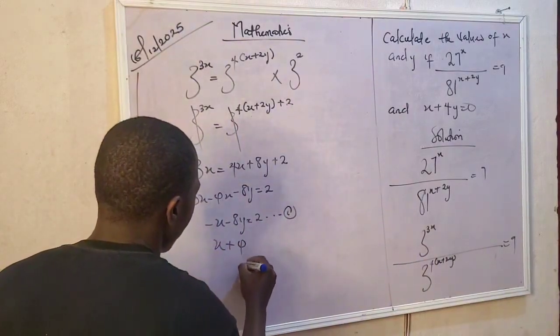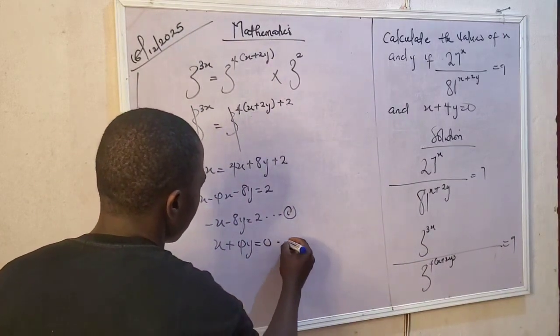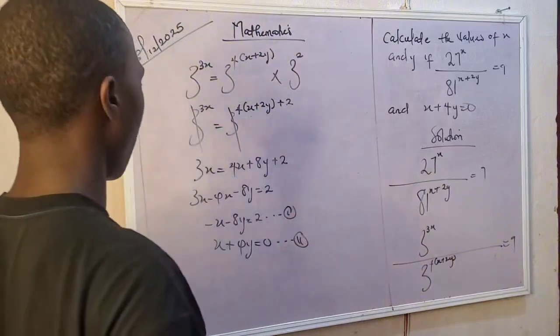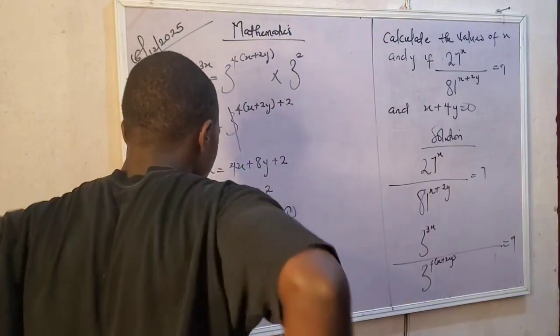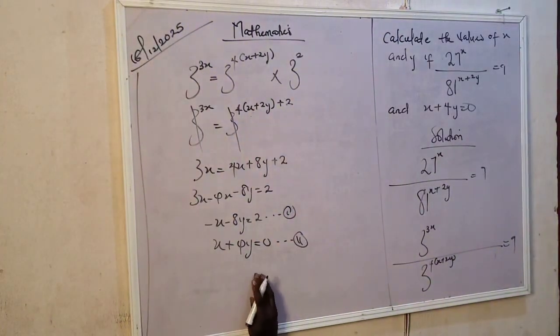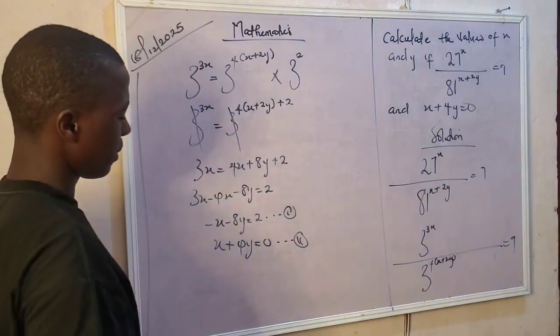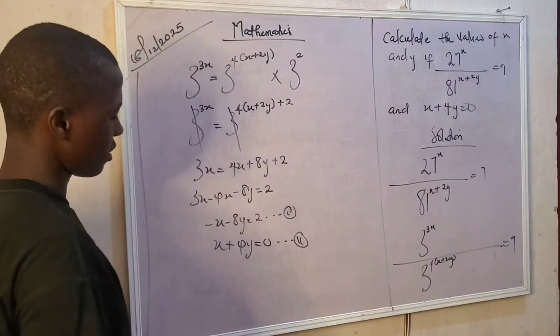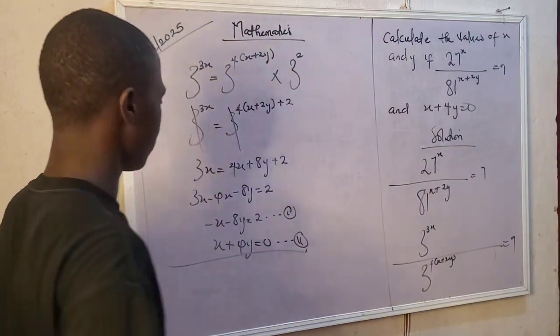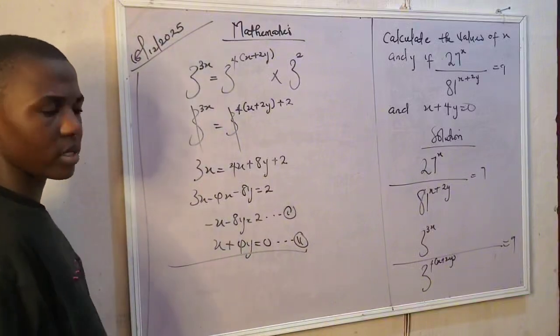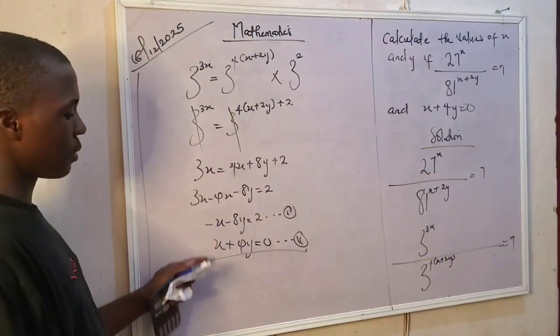And then that gives us our equation 2: x plus 4y equals 0. This is our equation 2. So let's simplify now. I'm going to still be using the elimination method. Here it's easy. You can see that our x is already out: negative x plus positive x.